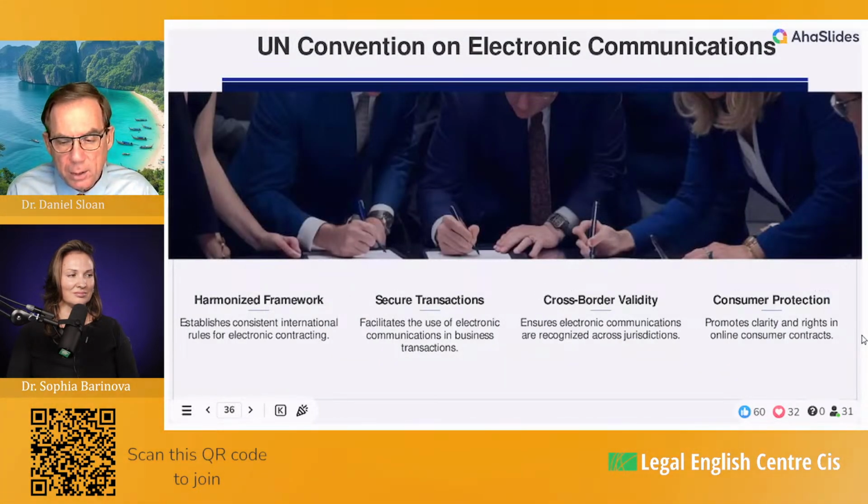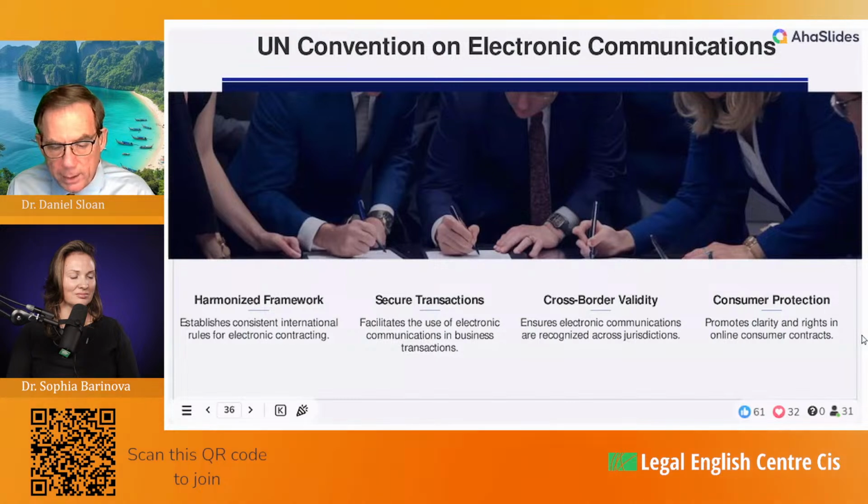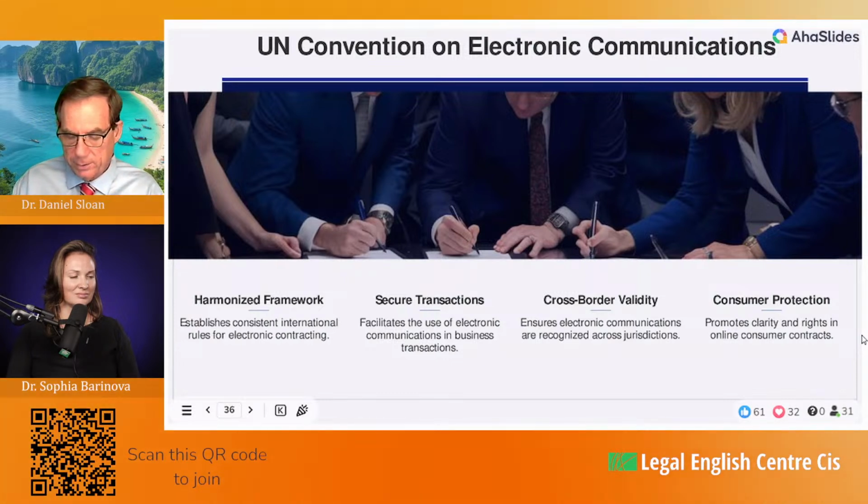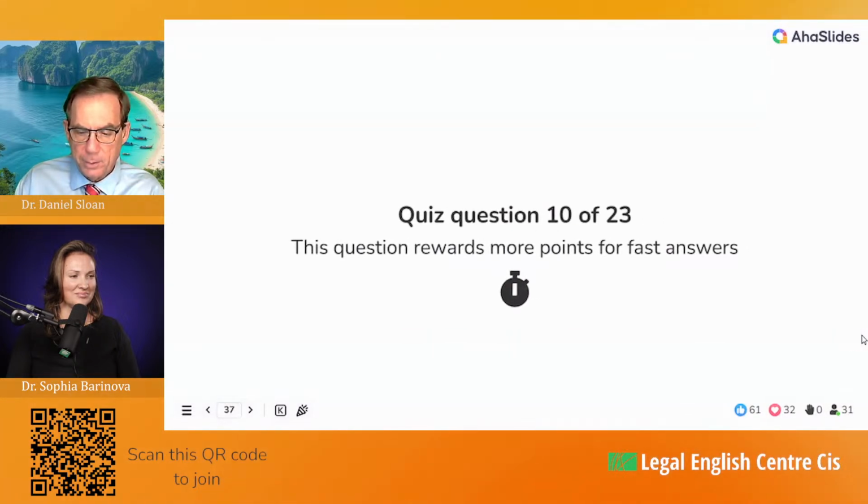The UN Convention on Electronic Communications, which is a harmonized framework, establishes consistent international rules for electronic contracting and secure transactions. The UN Convention also facilitates the use of electronic communications in business transactions. The cross-border validity ensures electronic communications are recognized across jurisdictions. And then consumer protection promotes clarity and rights in online consumer contracts. Okay, so let's try those.